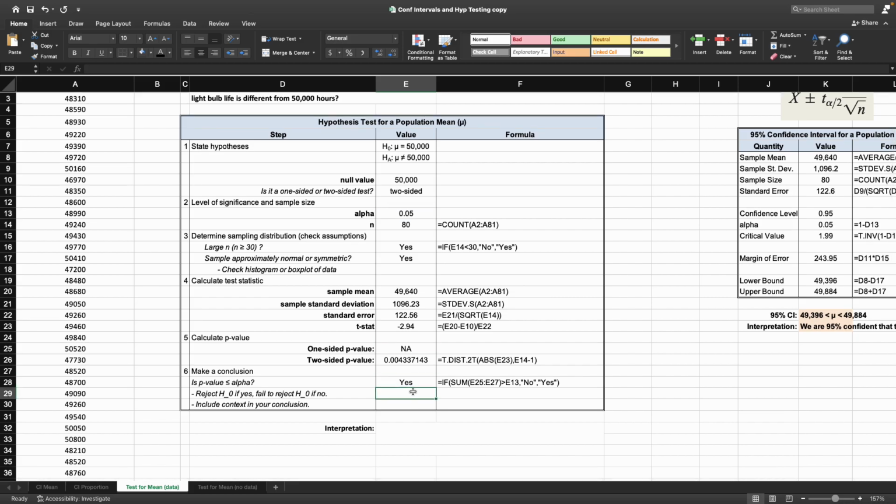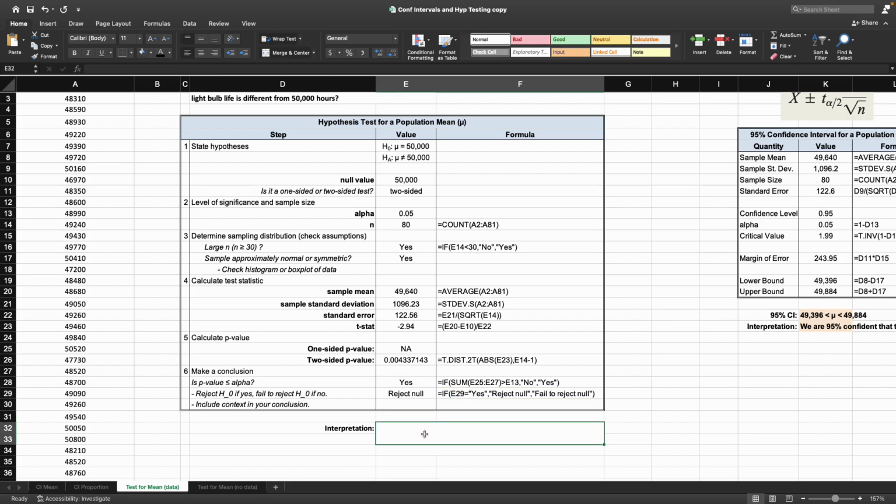And so let's have another conditional statement. So equals IF this is equal to yes, then reject null, otherwise fail to reject. And let's go ahead and show off that formula. Okay, there we go.